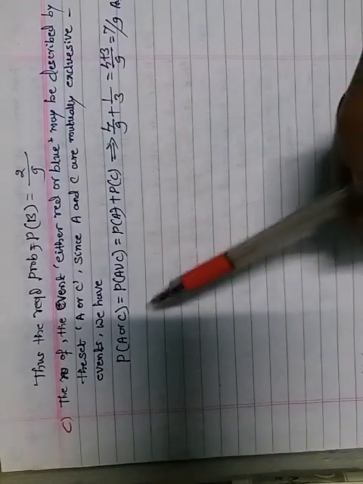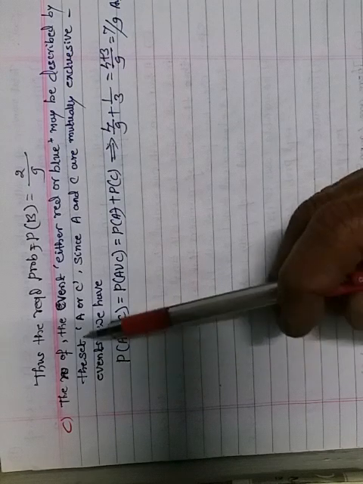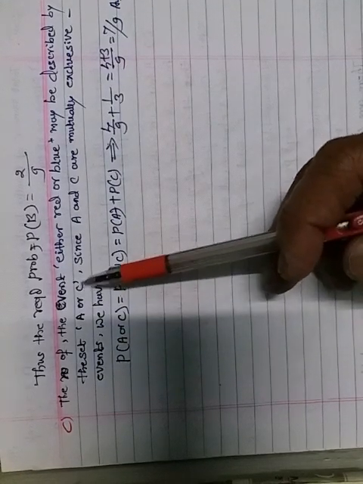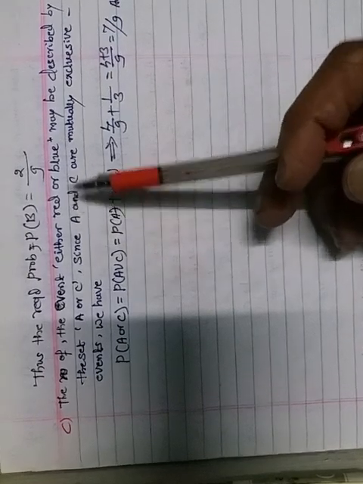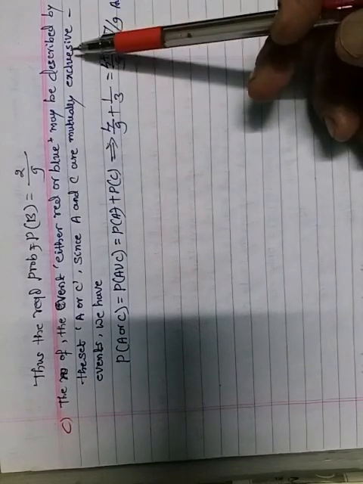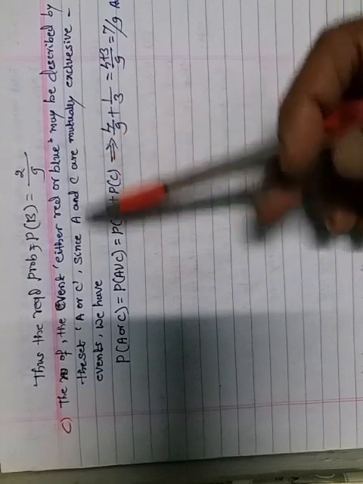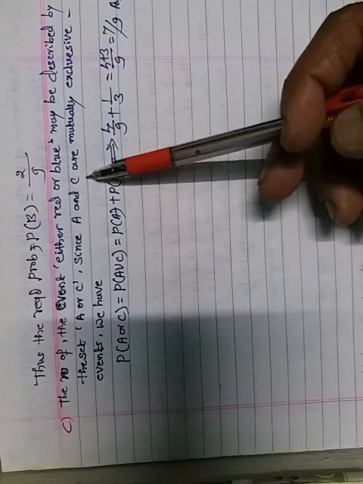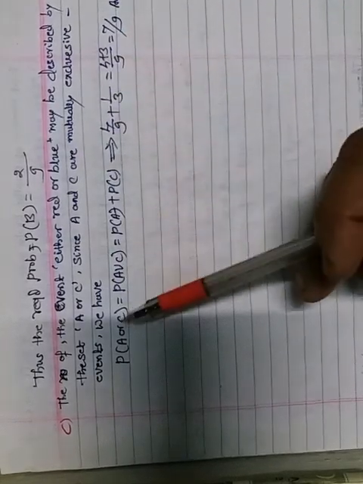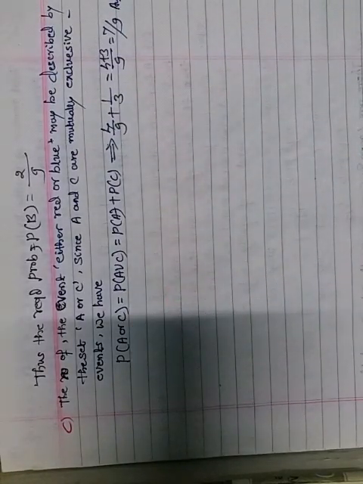Third one. The event that is either red or blue may be described by the set A or C. A defines red, C is the event that defines blue. Either red or blue. It may be red or blue, since A and C are mutually exclusive events. Either or. Either red or blue.